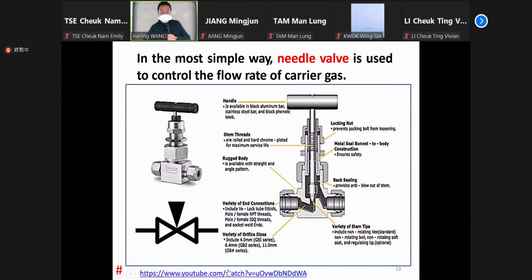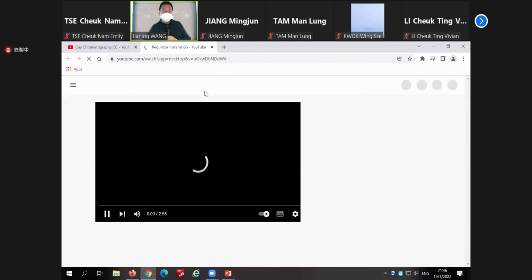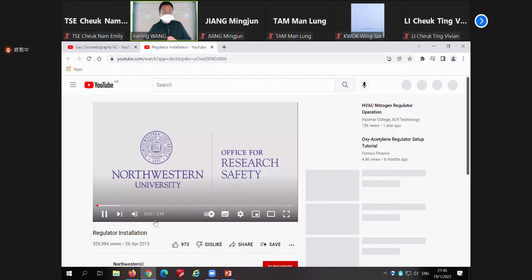So here it shows some structure and principle of the needle valve, how it works.